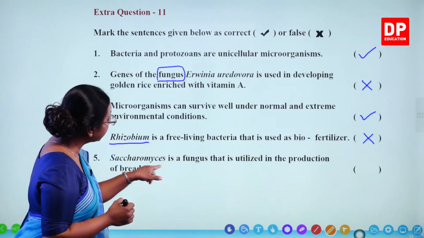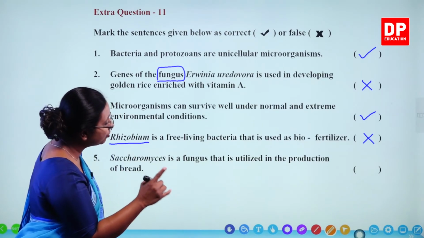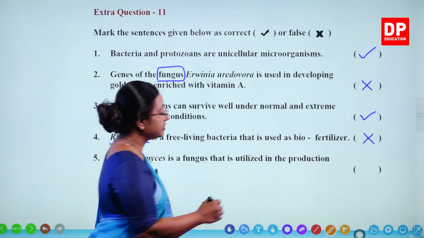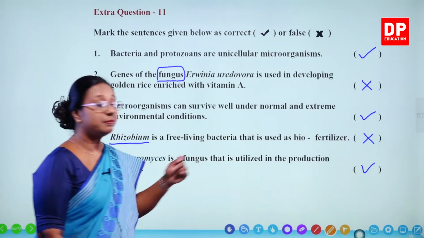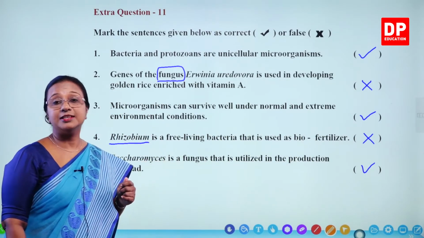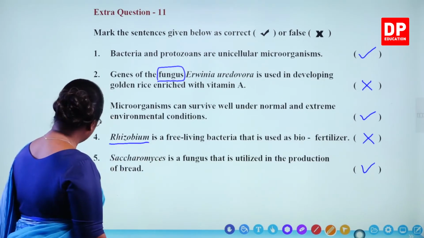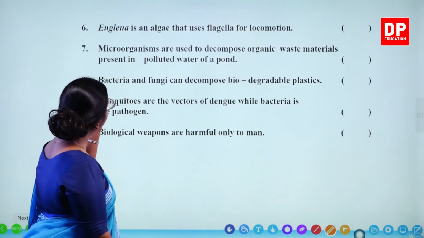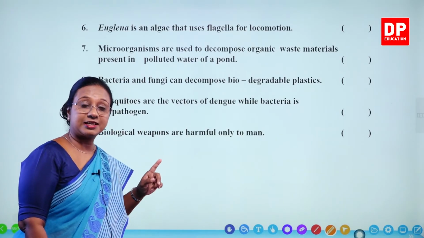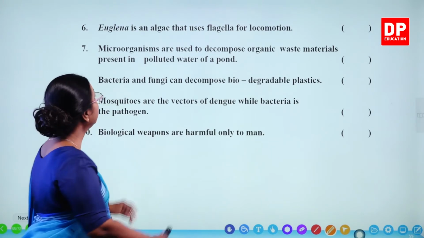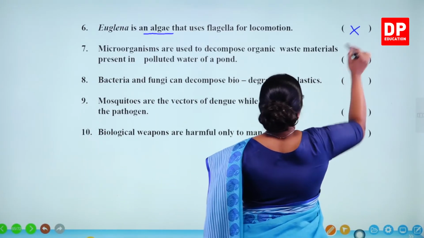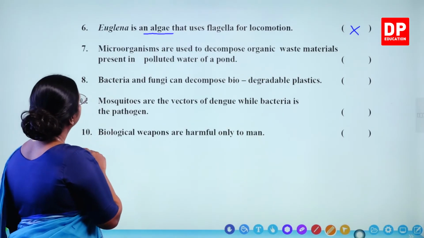So then Saccharomyces is a fungus that is utilized in the production of bread. That is of course correct. Saccharomyces is the fungus utilized in the production of bread as well as all the other bakery products also. So with that, the next bit of the question. Euglena is an algae that uses flagella for locomotion. Euglena has flagella for locomotion. That is correct. But what is the problem there? It is not an algae. It is a protozoa. So, this statement is also false. Then the seventh one.